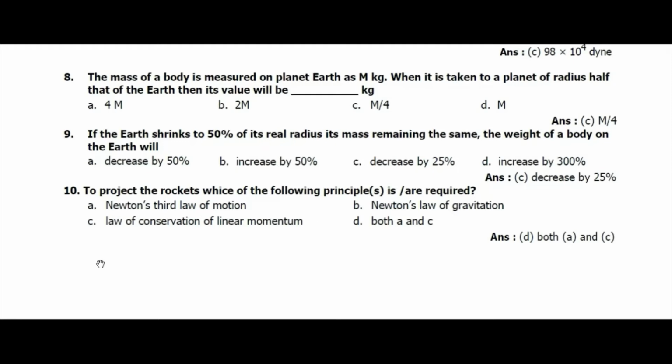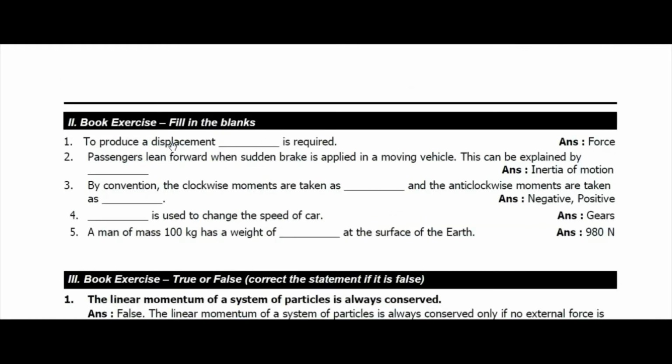Next, we'll see fill in the blanks. First one, to produce a displacement, dash is required. Answer is force. Second one, passengers lean forward when sudden brake is applied in a moving vehicle. This can be explained by dash. Answer is inertia of motion. Next, by convention, the clockwise movements are taken as dash and the anti-clockwise movements are taken as dash. For clockwise movement it is negative, and for anti-clockwise movement it is taken as positive.